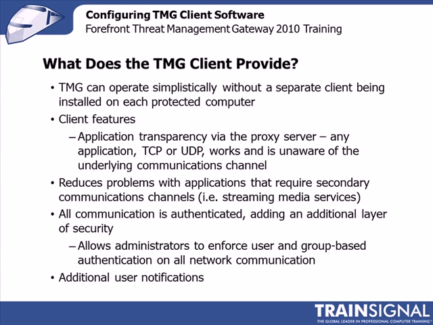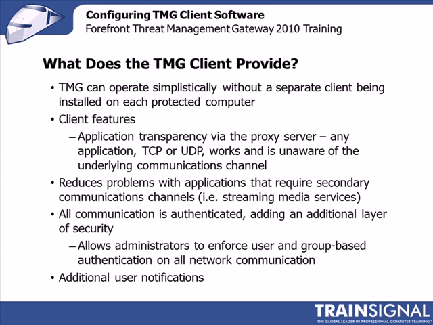First of all, Threat Management Gateway can operate simplistically without a separate client being installed on each protected computer. And you got to see this in the previous lesson when we actually browsed a couple of websites, and you got to see that Threat Management Gateway was able to intercept some of that communication. However, the client adds some features, specifically application transparency via the proxy server. Any application, TCP or UDP, works by virtue of the client, and the application is completely unaware of the underlying communications channel, even if it's being put through Threat Management Gateway.